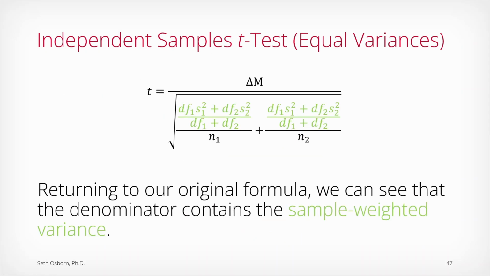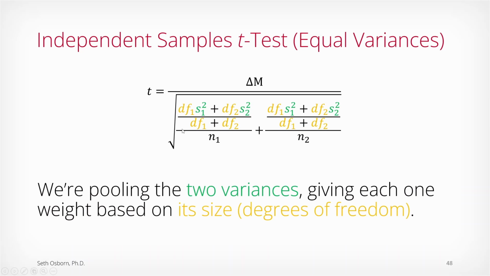Okay, so returning to our original formula, which is still looking kind of scary, we can say, wait a minute, this is just the sample weighted variance. That's that thing we're just looking at. So what this is doing is it's saying, let's pool the first variance and the second variance, giving each one the weight that it deserves based on its size, the degrees of freedom. Okay, so that's happening over here and that's happening over here.